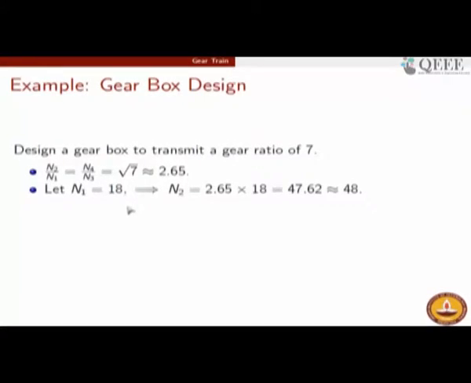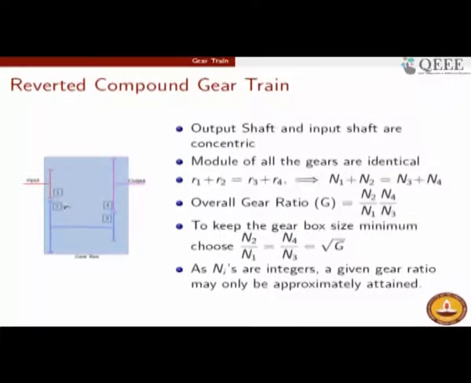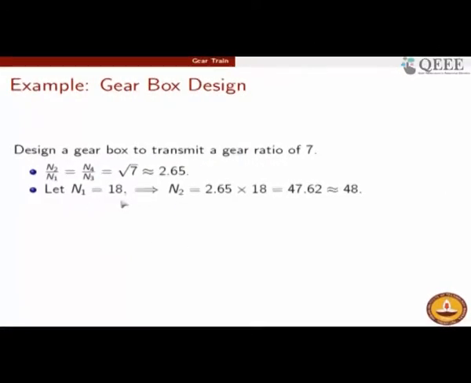We want the smallest possible gearbox which can achieve this job, because we are limited by the space constraint. So we choose the smallest gear in this mechanism, which is N1, to be of 18 teeth. 18 is the minimum, because if you go below 18, the gear will have a problem of undercutting with the rack cutter. So 18 is the bare minimum which I could choose, consistent with my calculations of interference and undercutting. So 18 teeth on the first gear gives me 2.65 times 18 teeth on the second gear, which is 47.62.